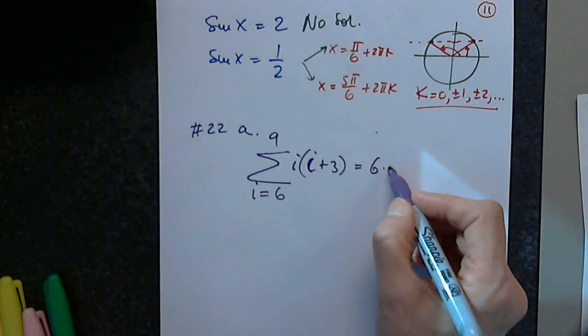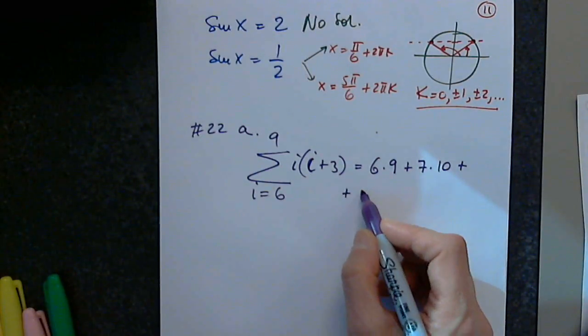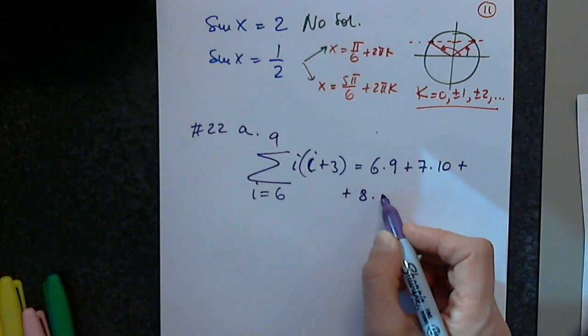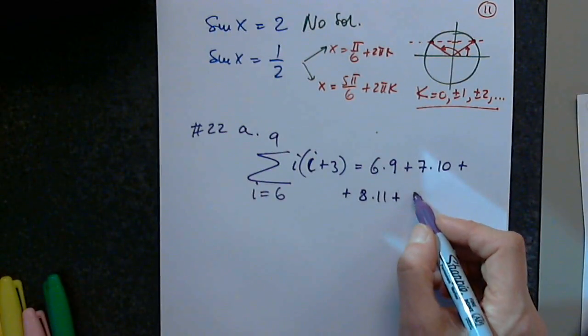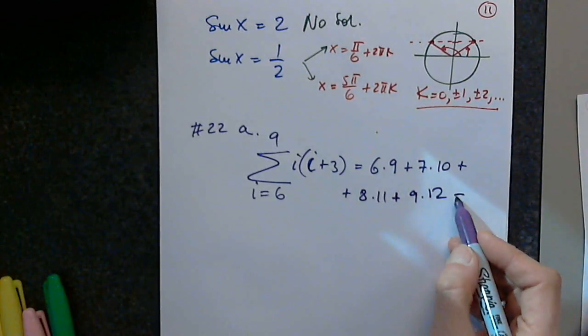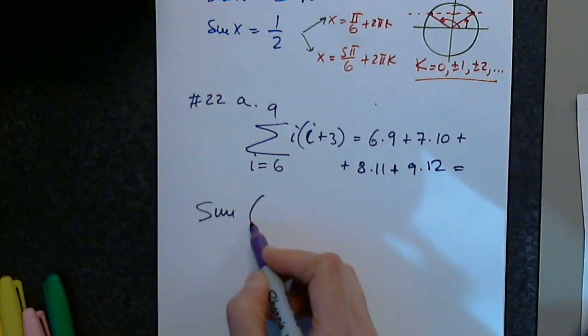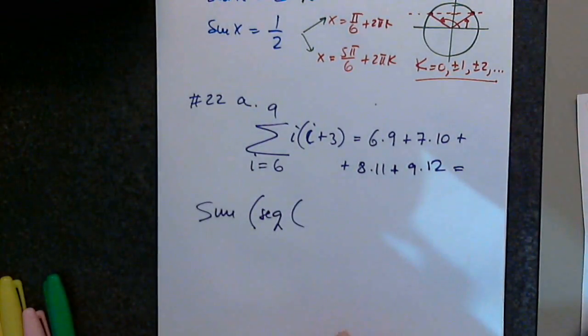So you can write 6 multiplied by 9 plus 7 multiplied by 10 plus 8 multiplied by 11 plus 9 multiplied by 12, and just multiply them. Or you use the sum of the sequence. So sum, in parentheses, sequence, and you have that shortcut that you came up with last time in list. Right, that's right. That was a very, very good idea.